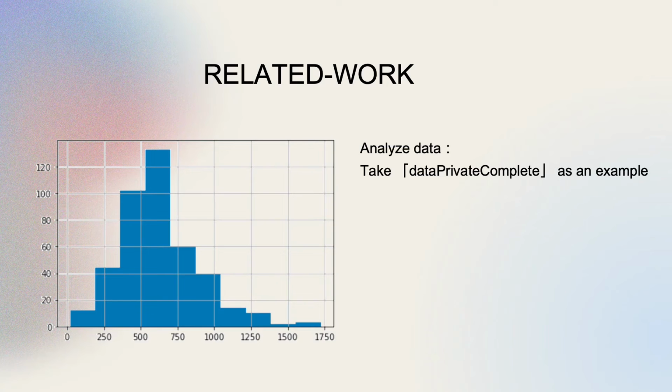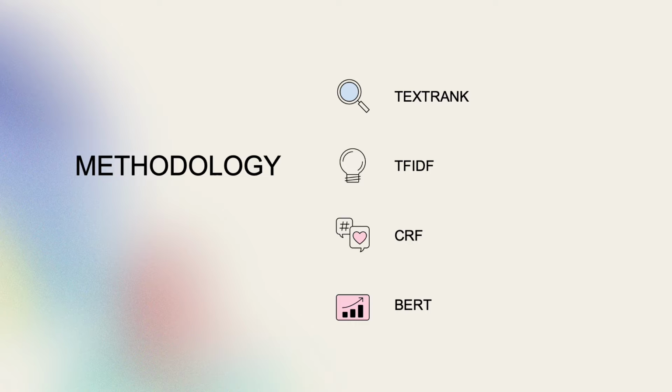The next is analyze data. We take data private complete as an example. According to the picture, it can be found that most of the test words are between 400 to 700. However, if we want to use BERT to train, we need to cut down the data because the capacity of BERT is 512. So we use 3 different methods to extract keywords: TextRank, TF-IDF, and CRF.